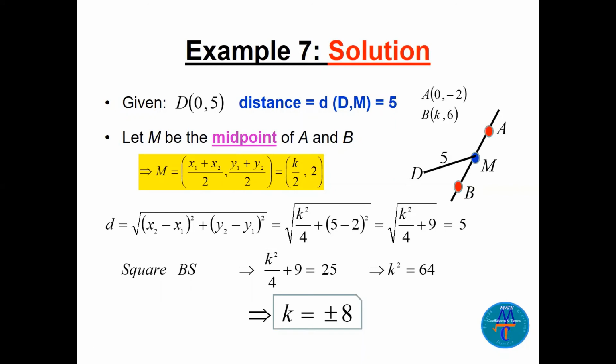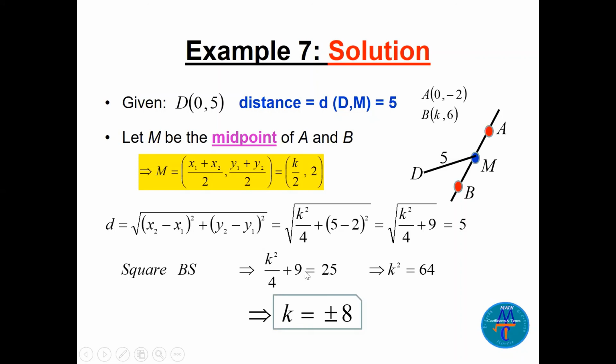Okay, so (K over 2 minus 0) squared, so K squared over 4. Y2 is 5 minus 2. See, (5 minus 2) squared, 3 squared, 9 here. Equals 5, the 5 from the question. Now square both sides. So K squared over 4 plus 9 is equal to 25.